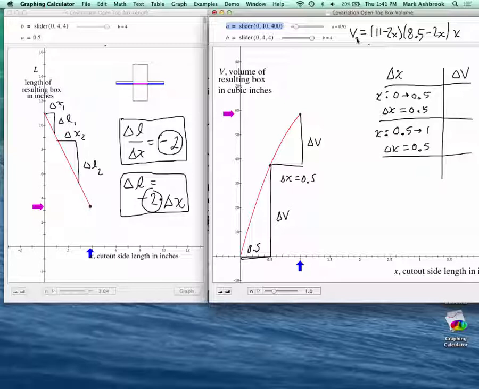It doesn't know that we put in a change and we want a change. It's just going to do what it does: you put a number in, it's going to interpret that number as a side length of the square cutout, and it's going to spit out the corresponding volume. So if that doesn't work, how are we going to get the change in volume? I want to get this change in volume right here, when x changes from 0.5 to 1.